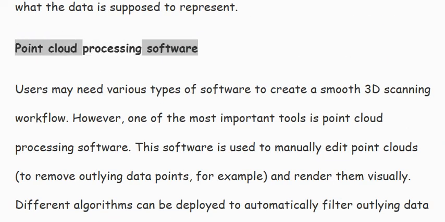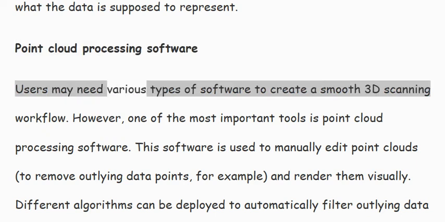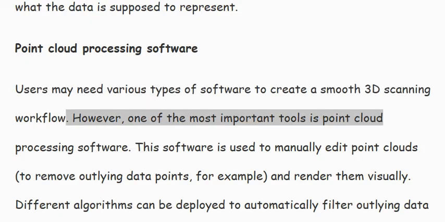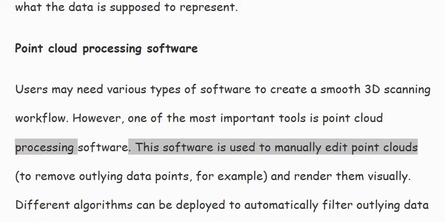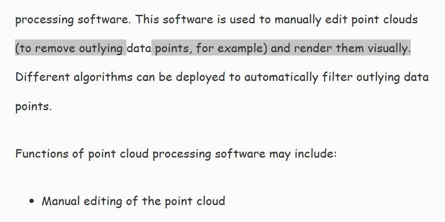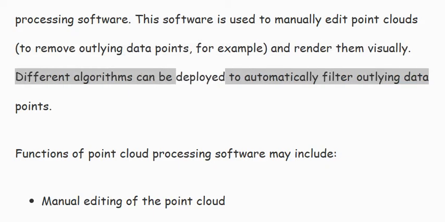Point cloud processing software. Users may need various types of software to create a smooth 3D scanning workflow. However, one of the most important tools is point cloud processing software. This software is used to manually edit point clouds, to remove outlying data points, for example, and render them visually. Different algorithms can be deployed to automatically filter outlying data points.